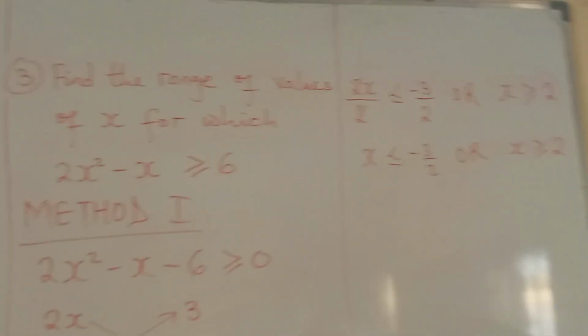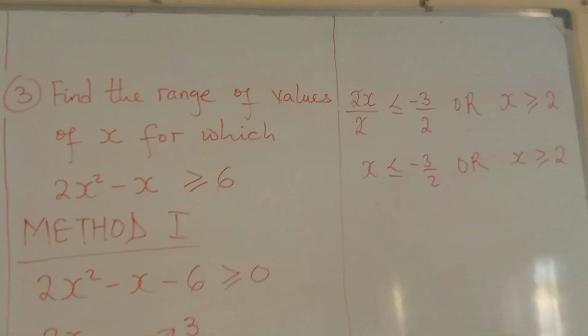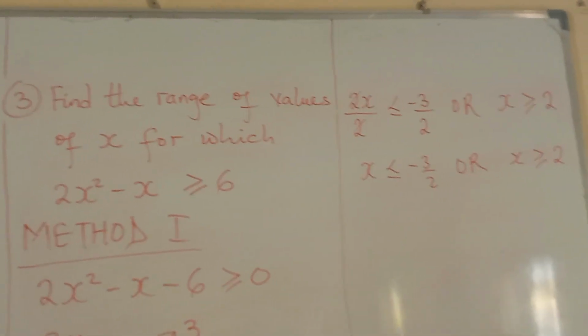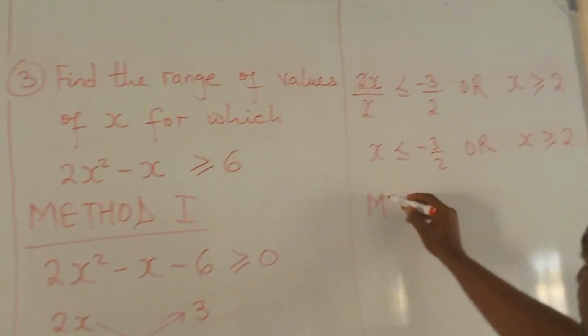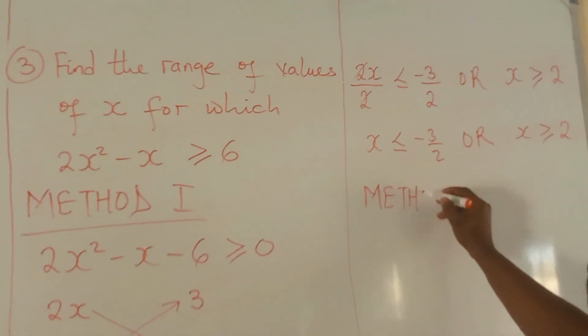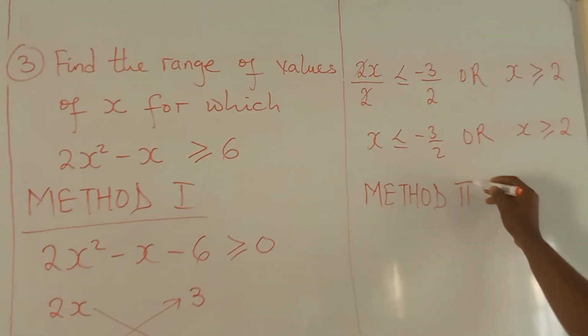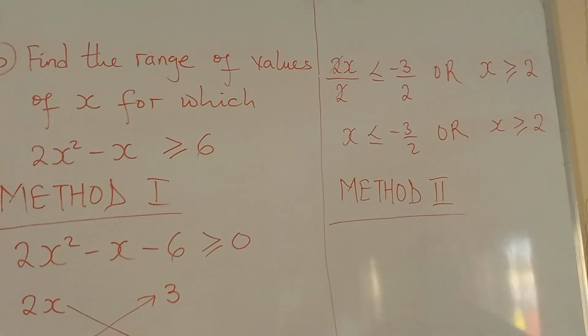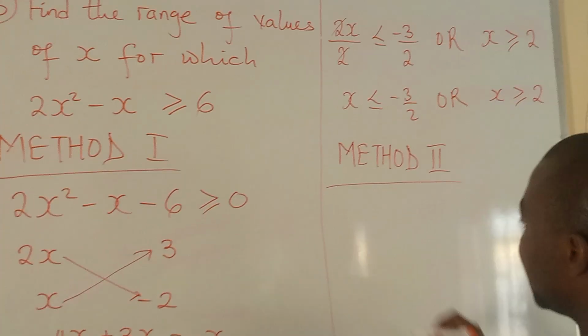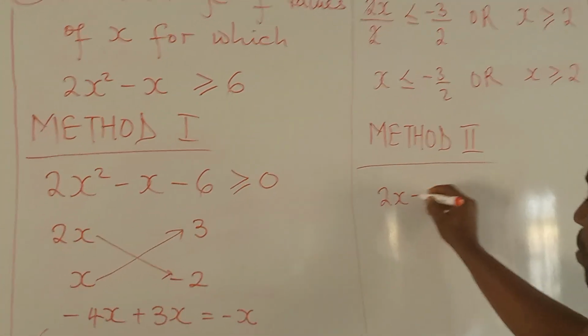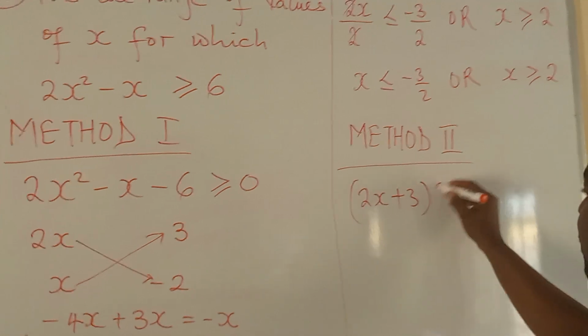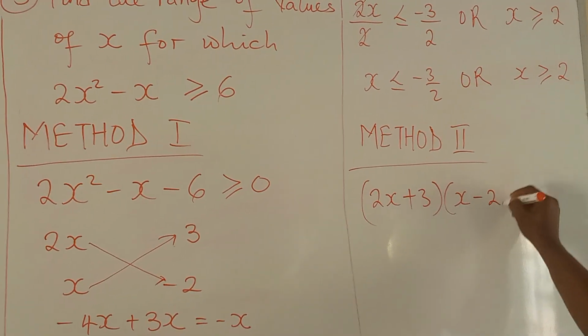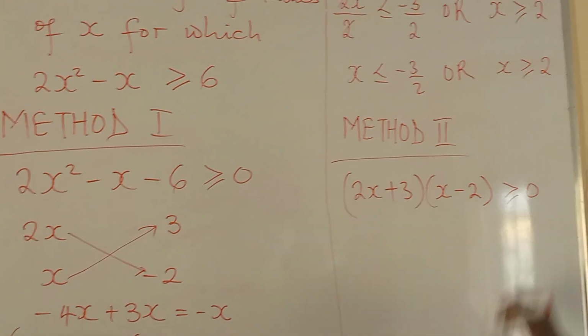Okay, so that's the answer for that. Let's go over to method 2 and see if we will have the same answer. For method 2, from these factors, 2x plus 3 times x minus 2 is greater than or equal to 0.